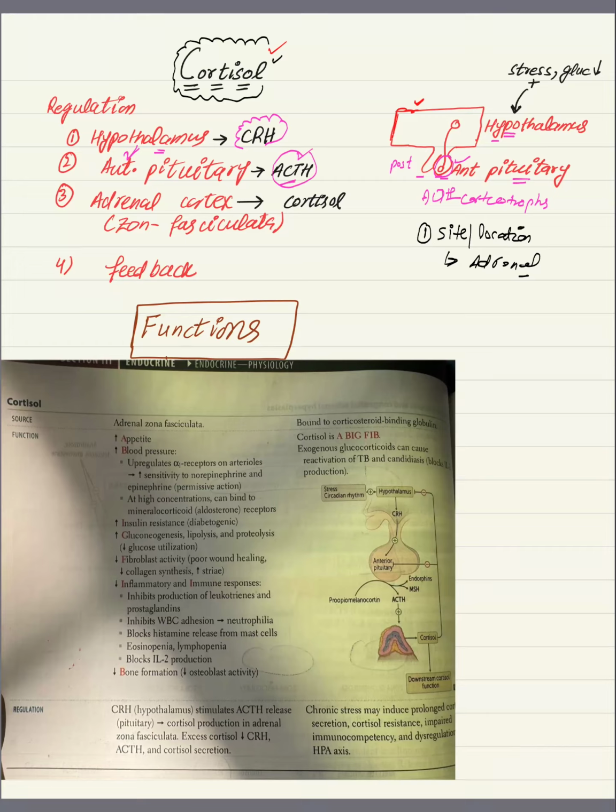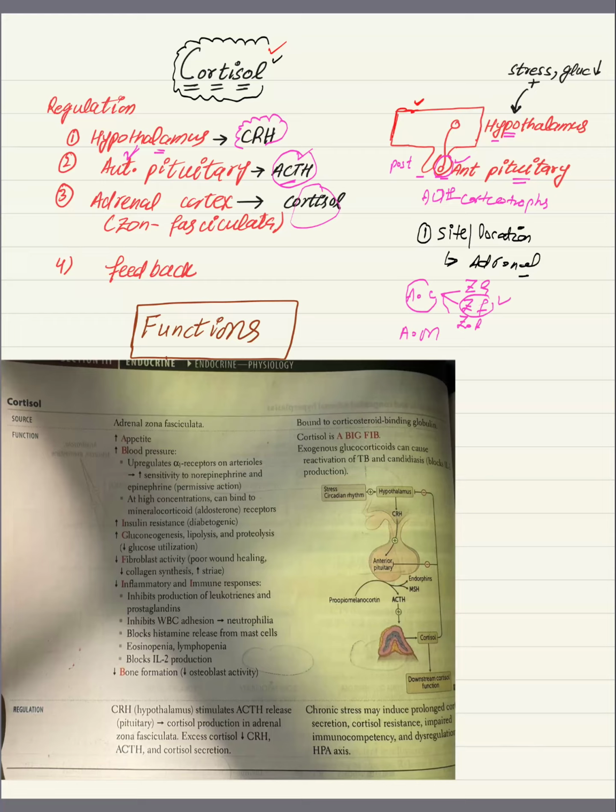Now, the adrenal gland has two parts: one is the adrenal cortex, and the other is the adrenal medulla. The adrenal cortex is further divided into three parts: zona glomerulosa, zona fasciculata, and then zona reticularis. We have to know from which part cortisol is produced. Basically it is the adrenal cortex, but specifically the zona fasciculata. Please remember this point: it is produced from the zona fasciculata.